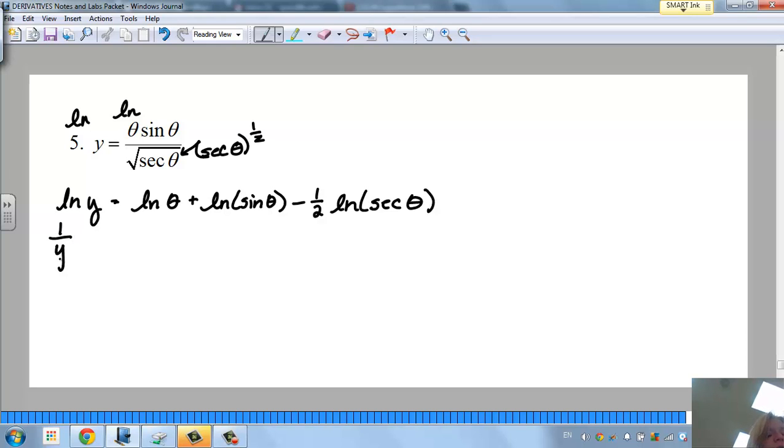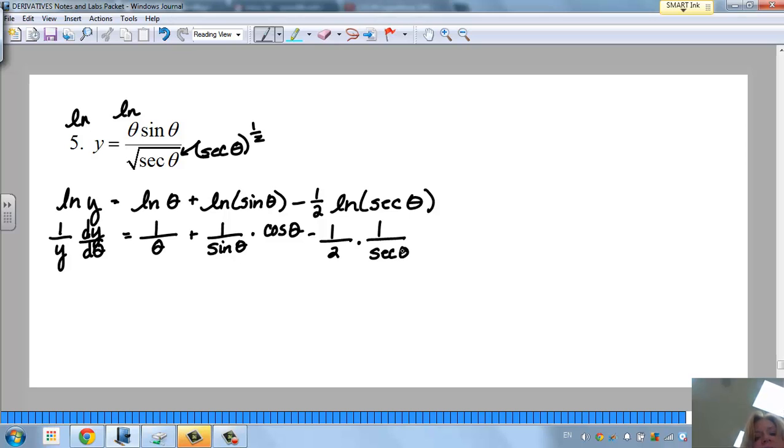So I'm going to do 1 over y, which is the derivative of the natural log of y, dy dx, equals 1 over theta. Actually, this should be dy d theta. I apologize for that. So it's 1 over theta plus 1 over sine theta times the derivative of sine theta, which is cosine theta, minus 1/2 times the derivative of natural log, which is 1 over secant theta. Then we have to do the derivative of secant, which is secant theta tan theta.